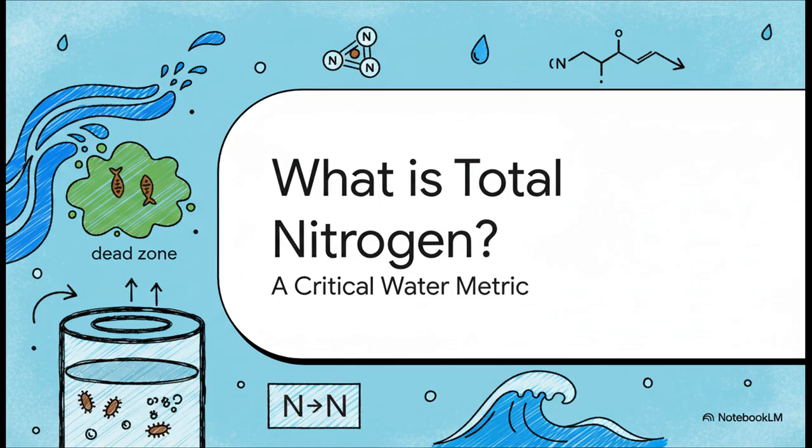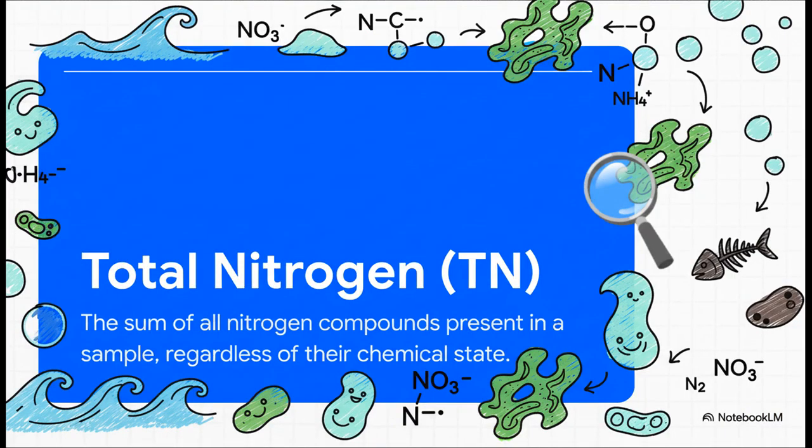Okay, so before we can understand why nitrogen can be so harmful, we first have to get a handle on what we even mean when we say total nitrogen. You know, in the world of water quality, total nitrogen, or TN for short, is the big one. It's the go-to metric. Think of it as a total head count of every single bit of nitrogen in a water sample. It's a supercritical indicator of just how polluted a body of water might be.